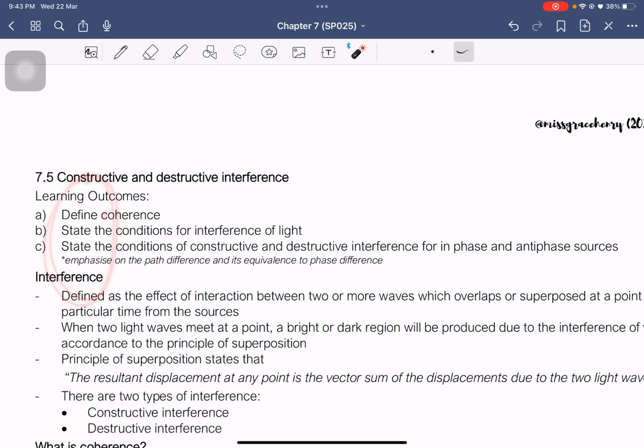So this subtopic as well does not have any calculation. Basically you just have to state and define. So this is most probably a UPS question.